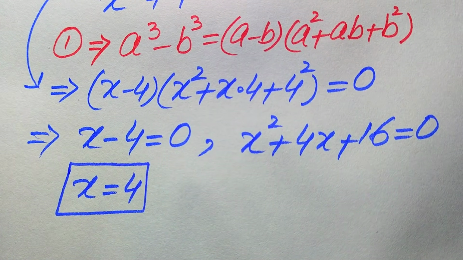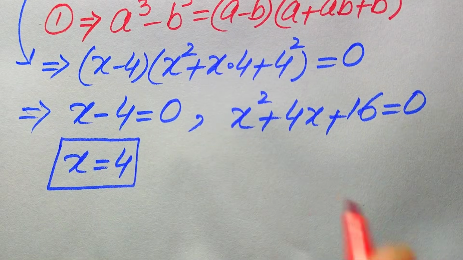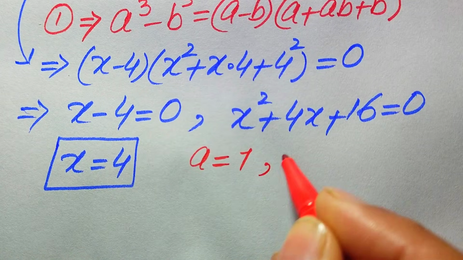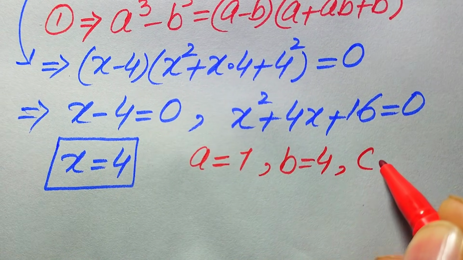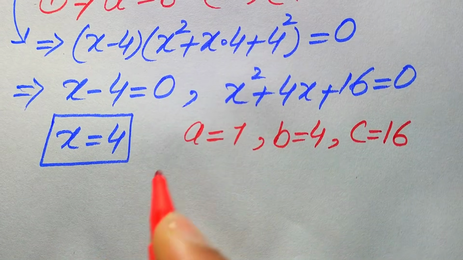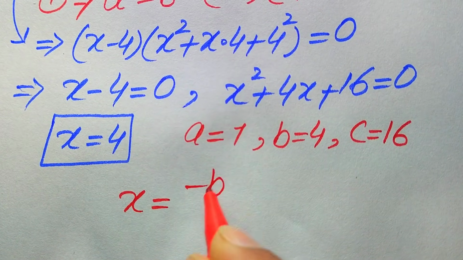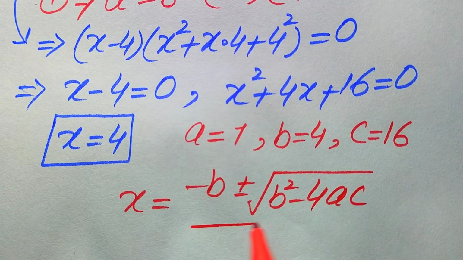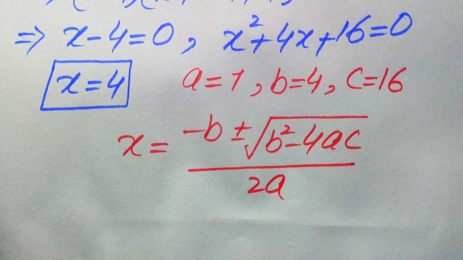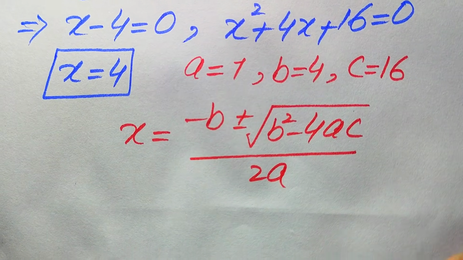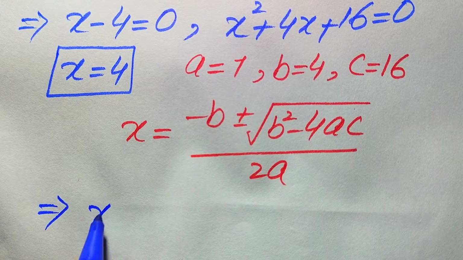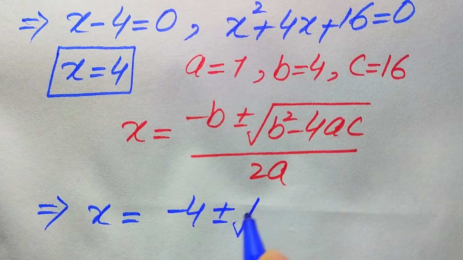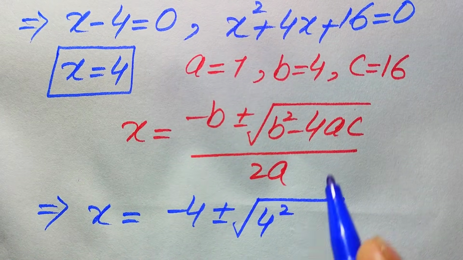And now for other roots we need to solve this quadratic equation, and for this we apply the quadratic formula, so we write the coefficients of this equation: a equals 1, b equals 4, and c equals 16. And we state the quadratic formula as x equals minus b plus minus square root of b square minus 4ac, divided by 2a. So this is our quadratic formula, and here we substitute all the values of a, b, and c, and it will be written as minus b, the value of b is 4, plus minus square root of b square.